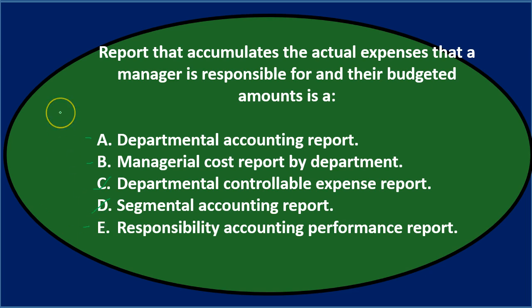So let's go through this again. A report that accumulates the actual expenses that a manager is responsible for and their budgeted amounts is either departmental accounting report, managerial cost report by department, or responsibility accounting performance report. Now, of those three, the term that probably should sound most familiar, given the section we're on, is the responsibility accounting performance report. That's what we're going to call it here.